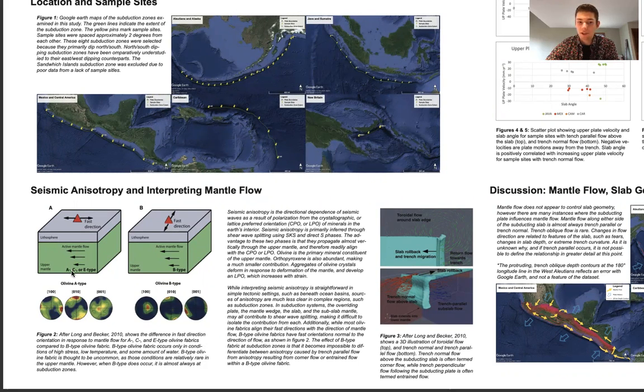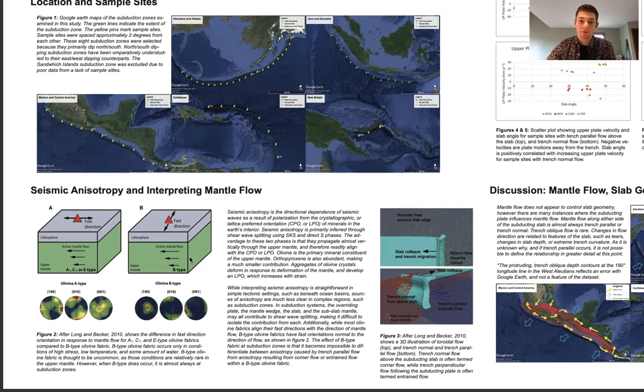So most olivine is A, C, and E type in the upper mantle. What that means is that the fast direction of the olivine lattice aligns with mantle flow. So when you see the seismic wave, you get a nice line that's lining up with mantle flow.